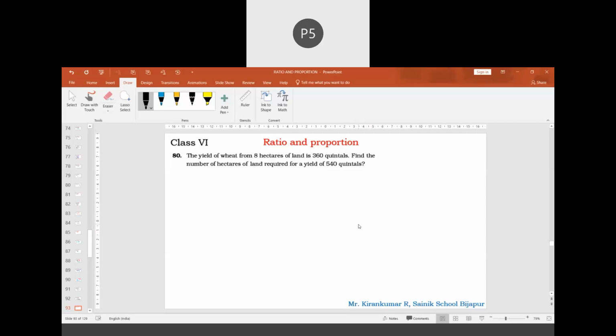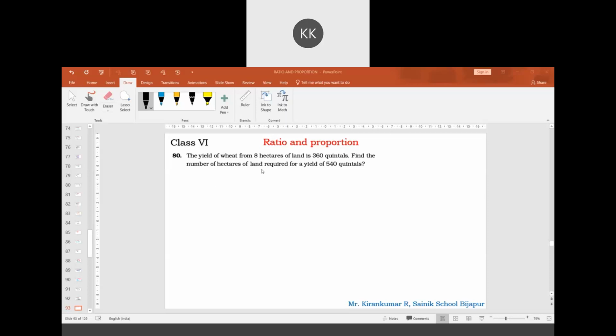Here, if you want 12 hectares, how do we find it? For 1 quintal of wheat, how many hectares? We can find that using the unitary method. 45 quintals for 1 hectare.